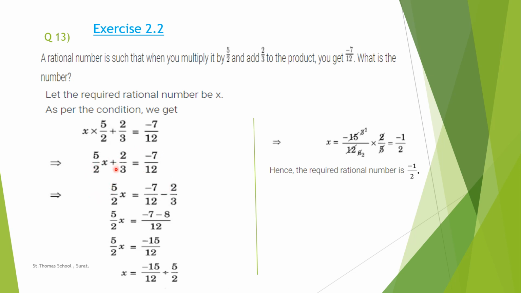Now take all the constant terms to one side and variables to the other side. So this is plus 2 by 3. If it goes to the other side, it becomes minus 2 by 3. So 5 by 2x is equal to minus 7 by 12 minus 2 by 3. Clear? Now you have to find the LCM of 12 and 3 because they are unlike fractions. That is homework for you. You can find the LCM yourself.